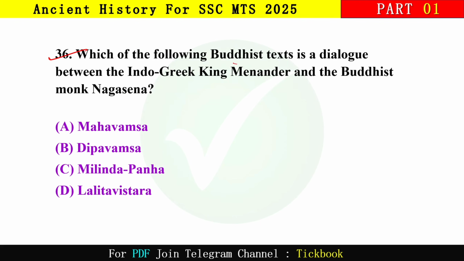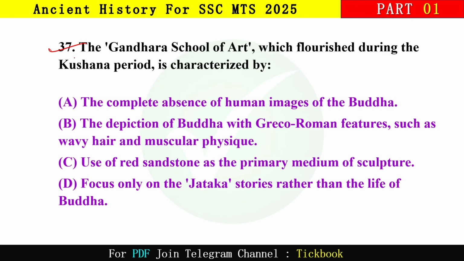36. Which of the following Buddhist texts is a dialogue between the Indo-Greek king Menander and the Buddhist monk Nagasena? Option number C, Milinda Panha. 37. The Gandhara school of art, which flourished during the Kushan period, is characterized by option number B, the depiction of Buddha with Greco-Roman features such as wavy hair and muscular physique.